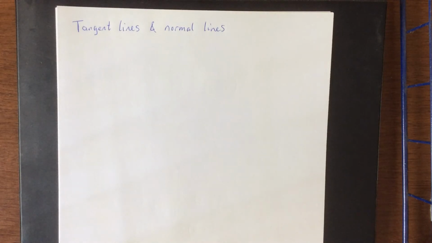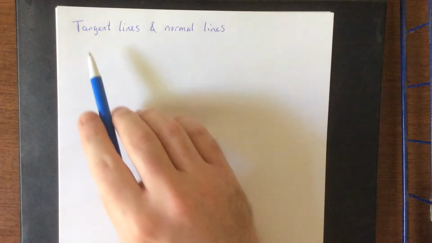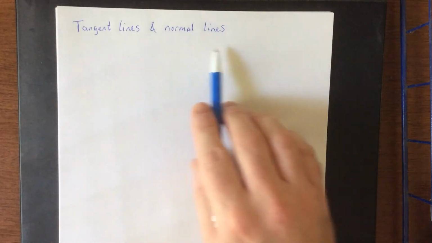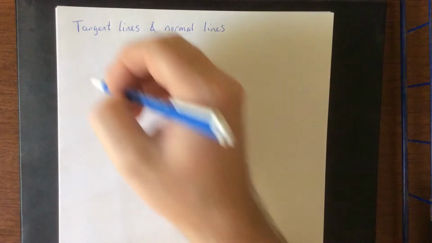To round out the discussion on derivative shortcuts, I wanted to remind everybody of why we even talk about derivatives in the first place. Derivatives from a graphical sense are going to give you the slope of a tangent line. What I wanted to introduce today is the concept of a normal line.